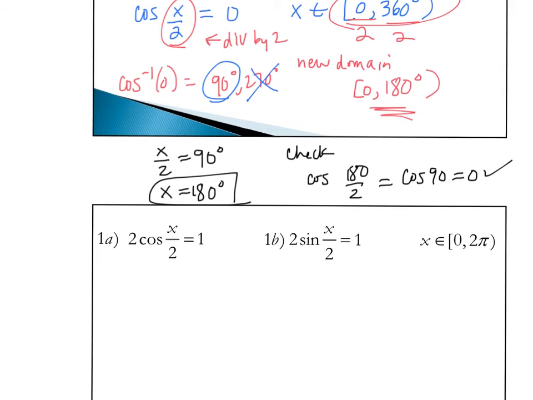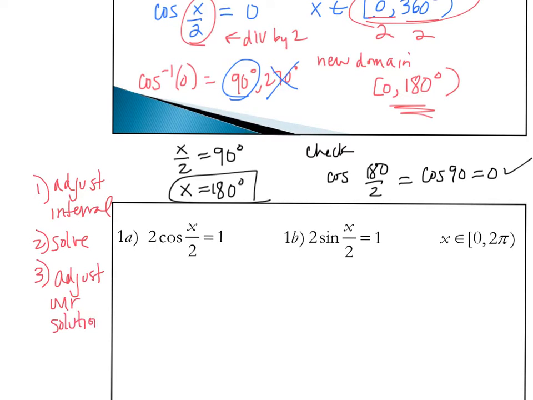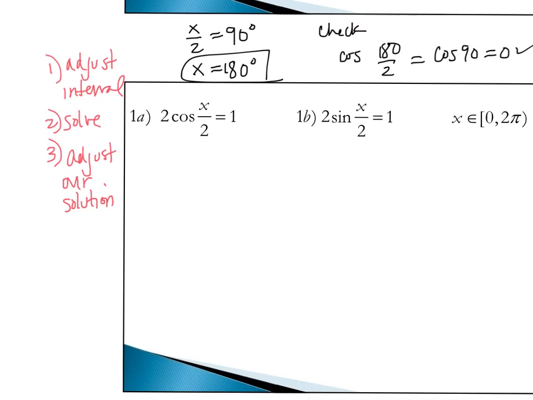So basically what we want to remember is that we have to do two things to solve the problem. First, we must adjust our interval. Then we need to solve. And then after we've done that, we need to adjust our solution. So essentially we're adding an extra step at the beginning and at the end compared to what we did earlier in the week.